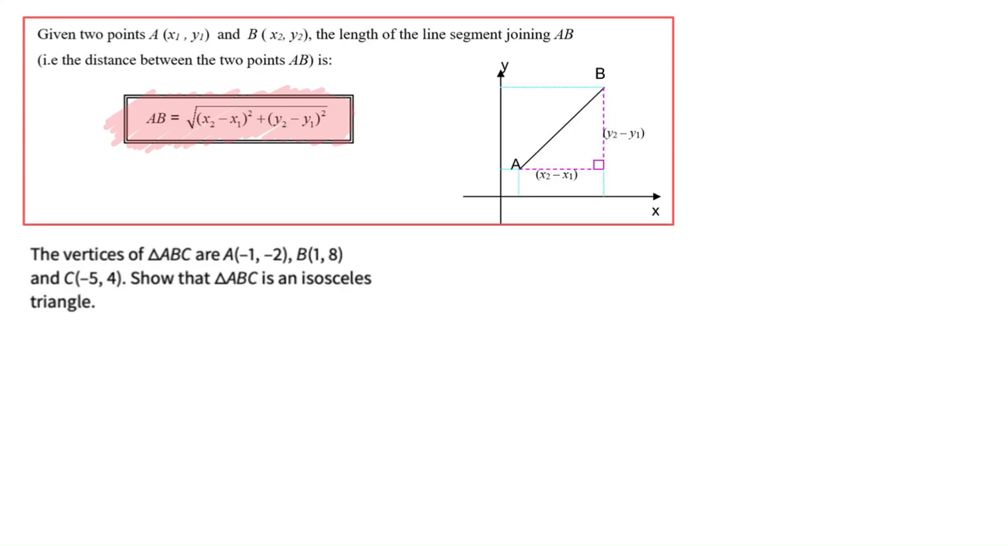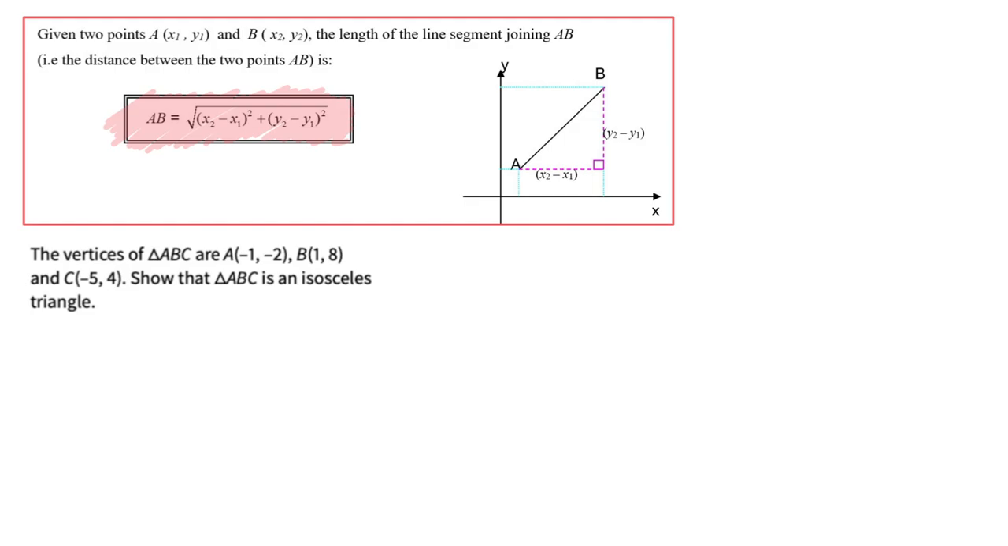Hello everyone, welcome to this video where we are given the vertices of this triangle ABC, for all the vertices, point A, point B and point C. And our job is to now show that this triangle is an isosceles triangle.